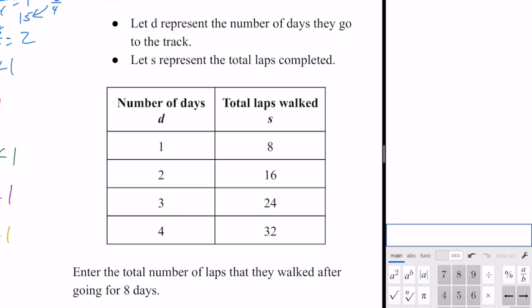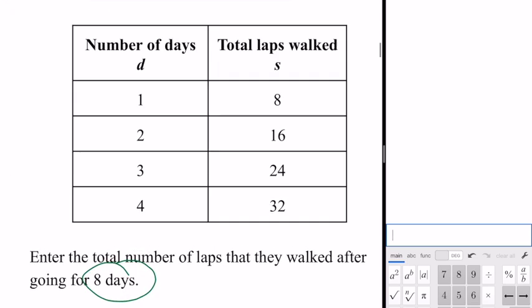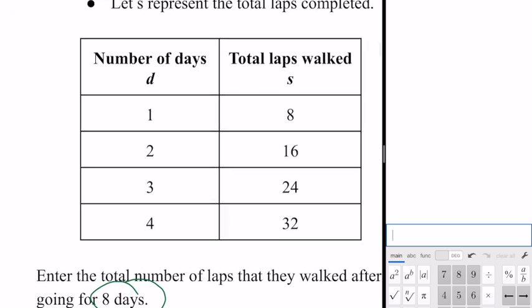So let's see. This looks like one of the other quizzes where we had a bunch of tables. Okay, so here it is again. Enter the total number of laps they walked after going for 8 days. Do we see a pattern here? Let's find all the patterns that we can on this table. I found one pattern going this way: 1, 2, 3, 4. Pretty simple, right? All that happened here is I added 1, I added 1, I added 1, and I got to my next number.